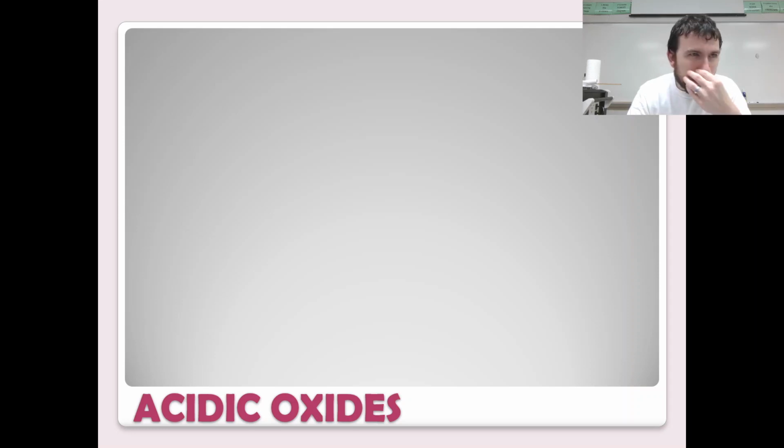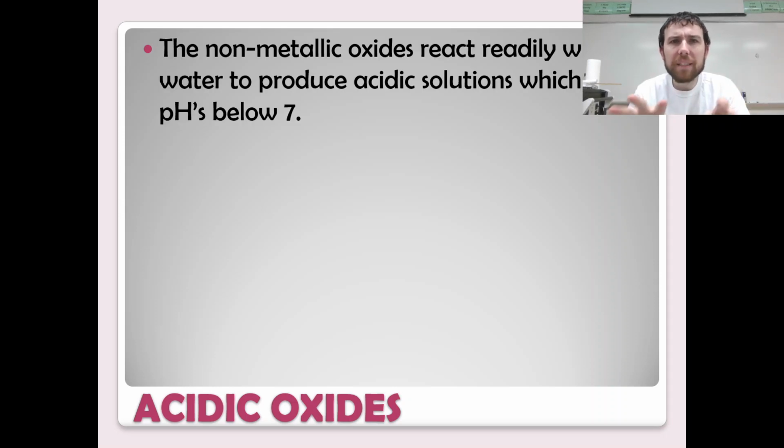Now, your acidic oxides are a little bit more complicated, a little bit more specific, so you have to kind of pay attention here. So the non-metallic oxides react readily with water to produce acidic solutions, which have pHs below 7, right? So that means the water, in a sense, is going to be donating protons over to the nonmetallic oxides, and then it produces solutions that have pHs below 7, right?